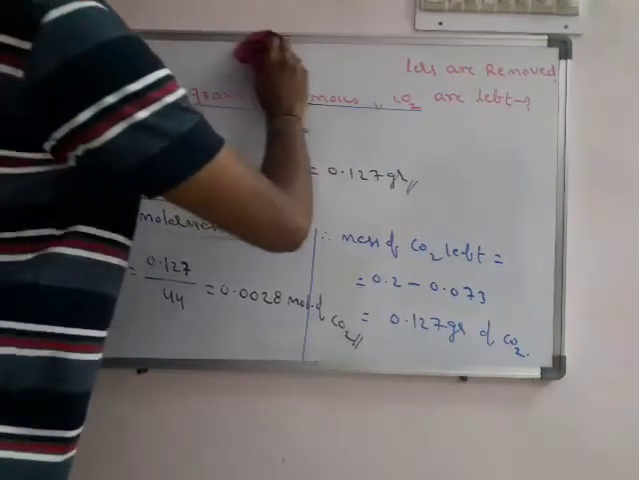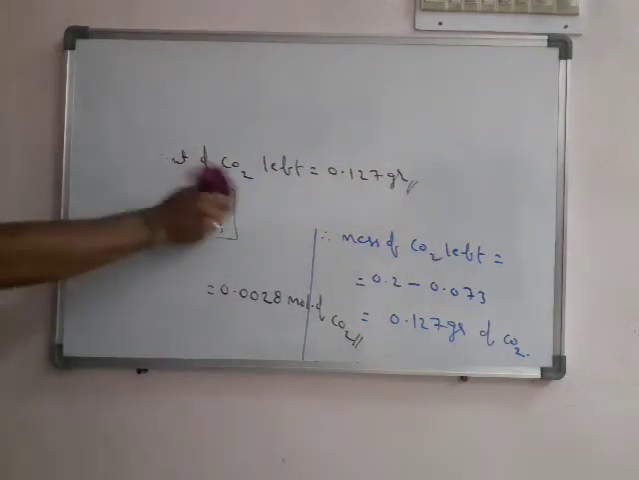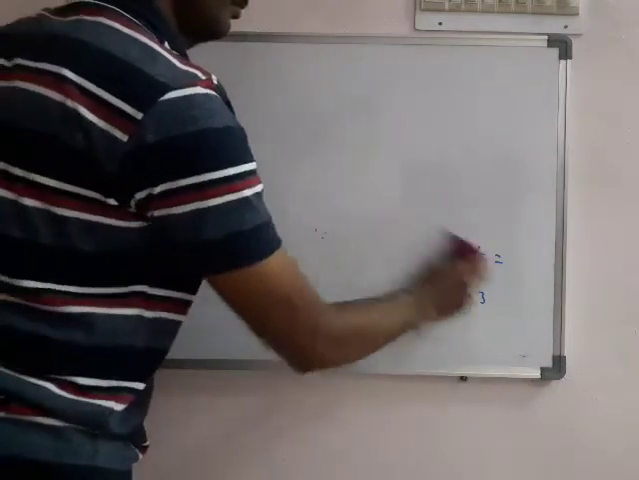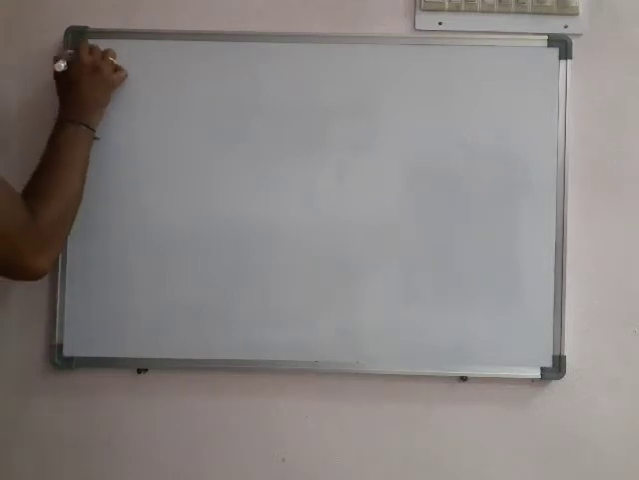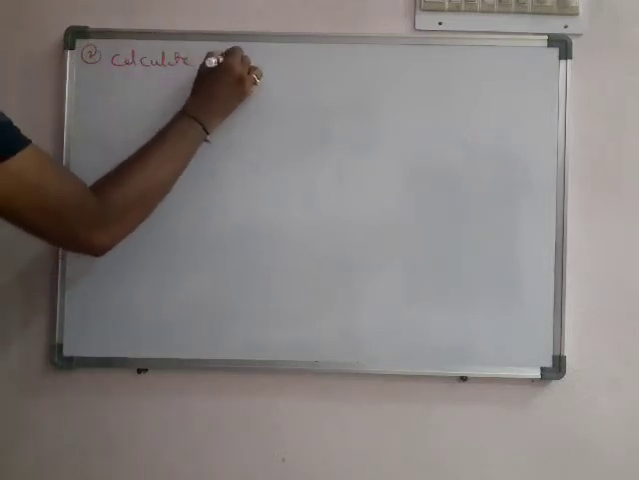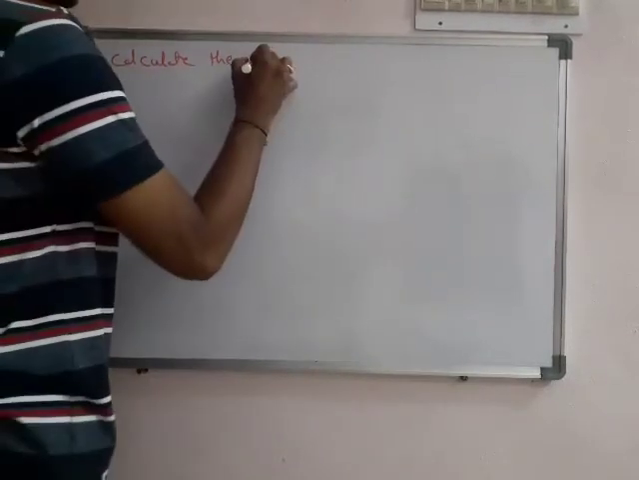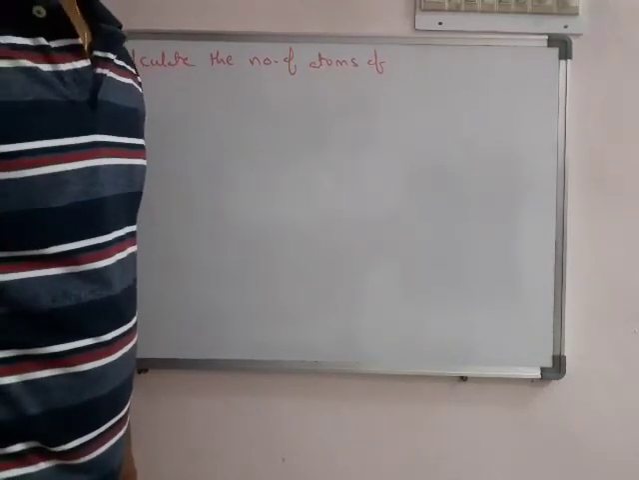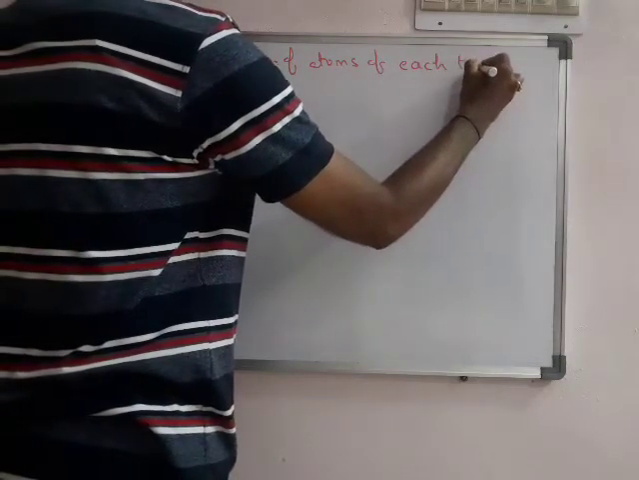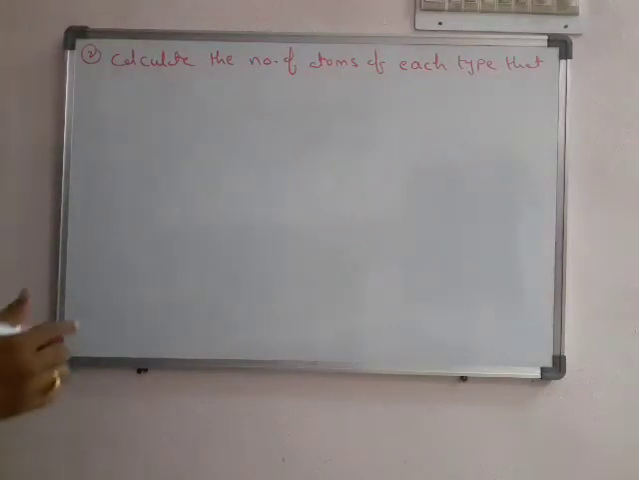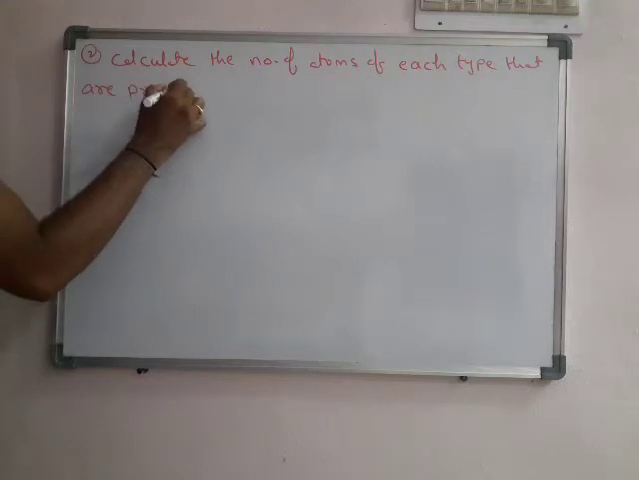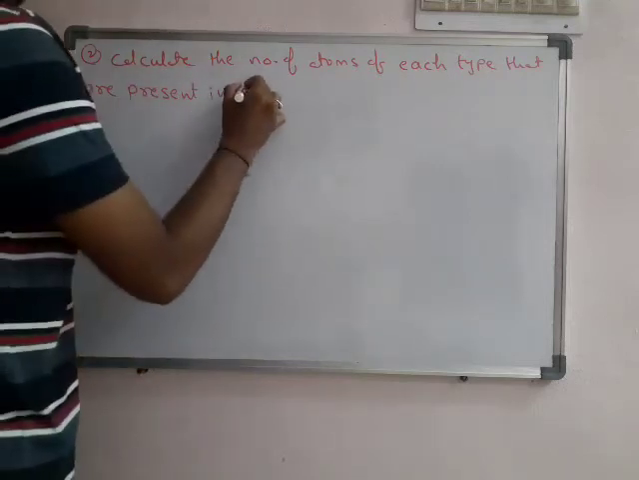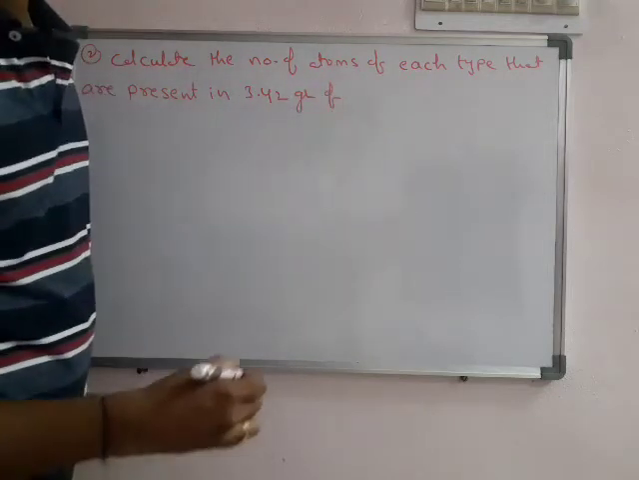So see the next one. So the next problem: calculate the number of atoms of each type that are present in 3.42 grams of sucrose.